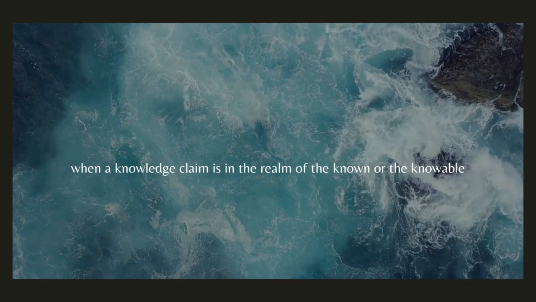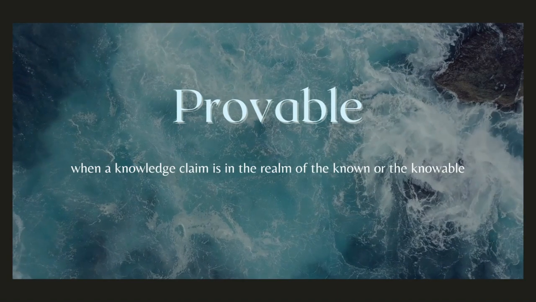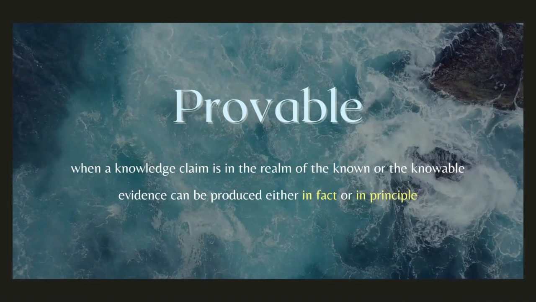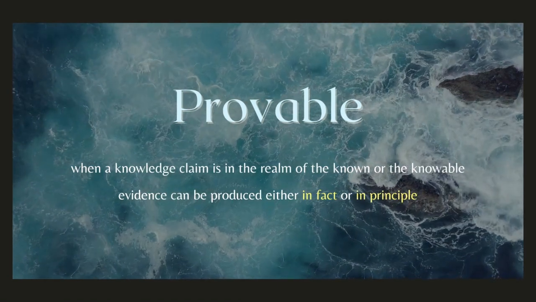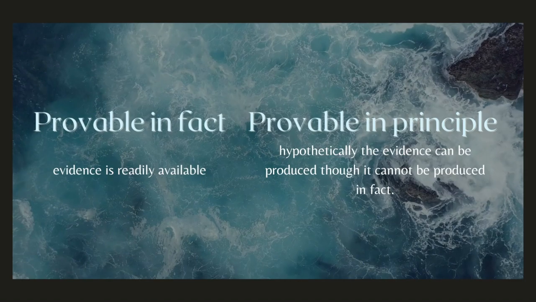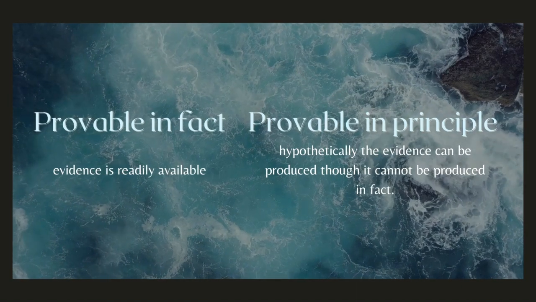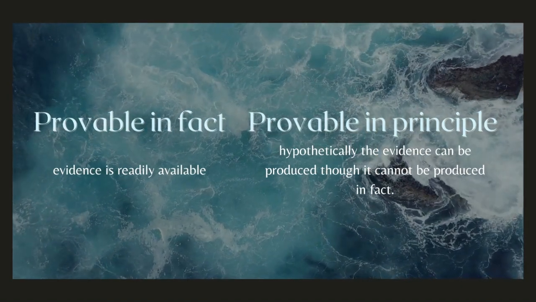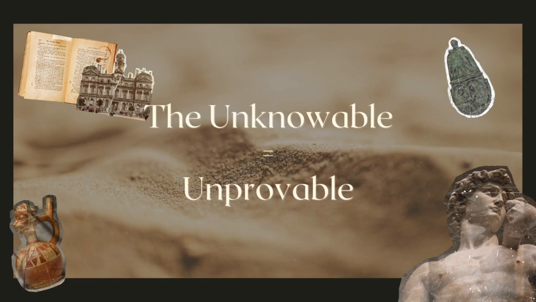When a claim is in the realm of the known or the knowable, then it is provable. Here, evidence can be produced either in fact or in principle to support the probability of the claim. When evidence is provable in fact, it means that evidence is readily available. When evidence is provable only in principle, it means that hypothetically, the evidence can be produced, though it cannot be produced in fact. On the other hand, the unknowable is unprovable. Hence, the unprovable is also unknowable.